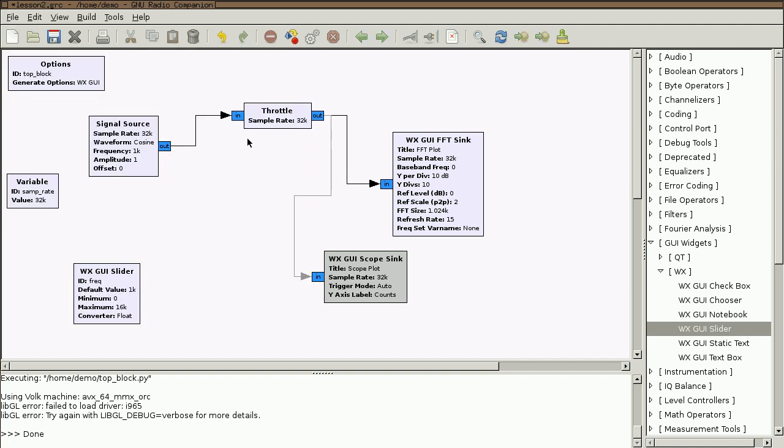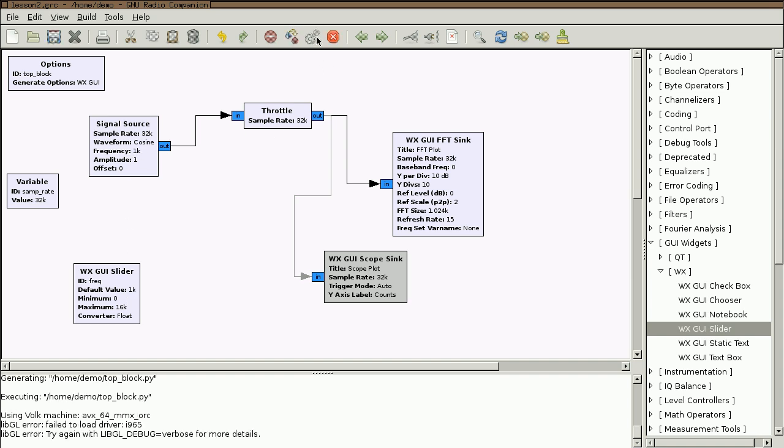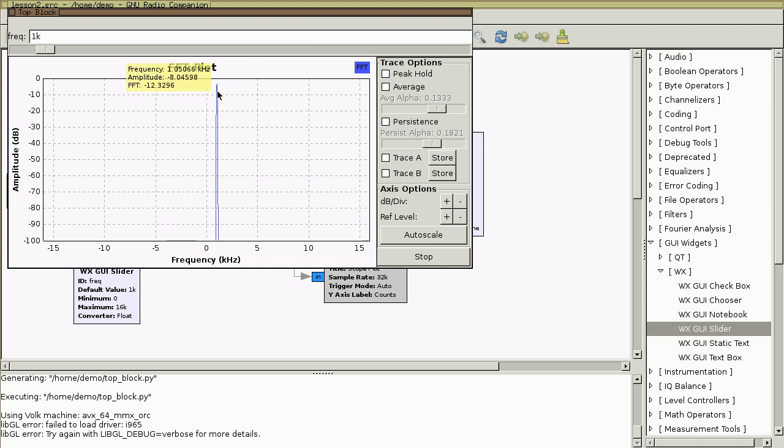Here we go. Now everything's back to its original state, except that I have a slider for frequency. And so now we should see, there it is, that spike just to the right of center at 1K. If I move this frequency slider, sure enough, the FFT analyzes the signal and is able to tell me exactly the frequency that's being produced by the signal source. I can move it around between 0 and 16 and everything works fine. If I take it all the way down to 0, I see a spike dead center at 0.